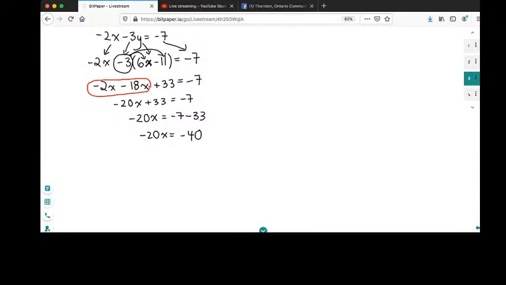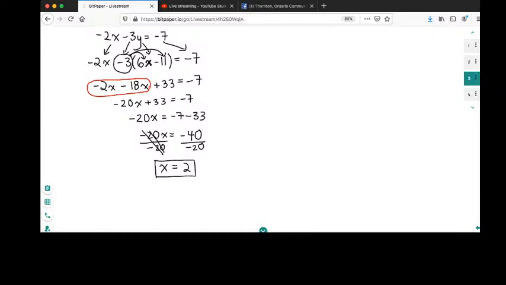And then again, we're just going to solve algebraically. So I'm going to divide off negative 20 off of both sides. On this side, negative 20 divided by negative 20 is 1. So that cancels. I'm left with x by itself. And on this side, negative 40 divided by negative 20 is 2. So this is the first part of this answer.